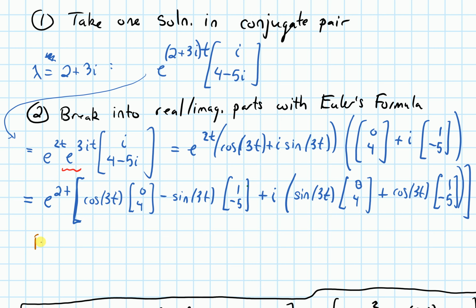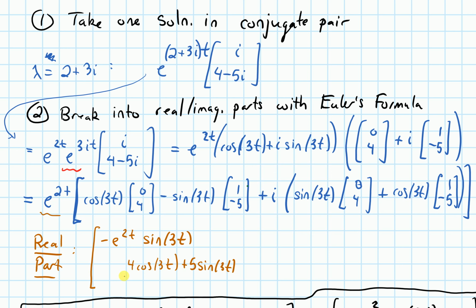All right, so the real part is the stuff that doesn't have the I, but we have to remember that e to the 2t is also part of it. If e to the 2t distributes into these first two terms, in the first entry the cosine times 0 is 0, and then I get minus sine of 3t times 1, so minus sine of 3t. For the next entry, let me not multiply the e to the 2t in just yet: I get 4 cosine of 3t plus 5 sine of 3t. But that whole thing gets multiplied by e to the 2t. And that is the real part.